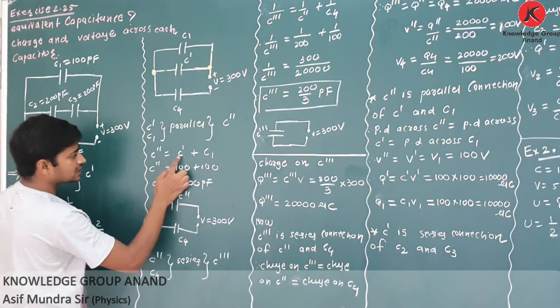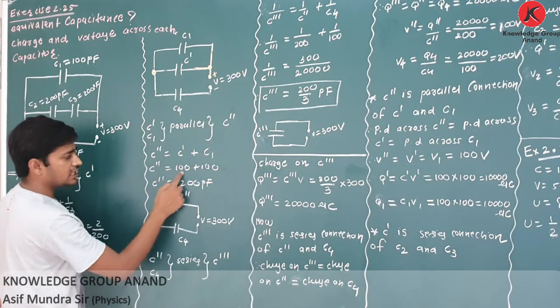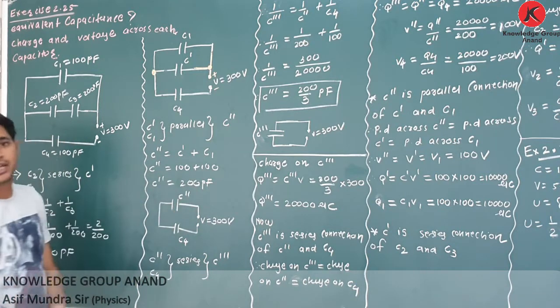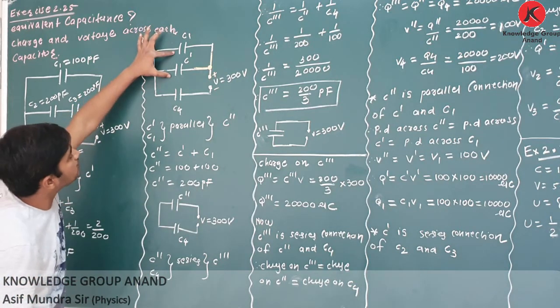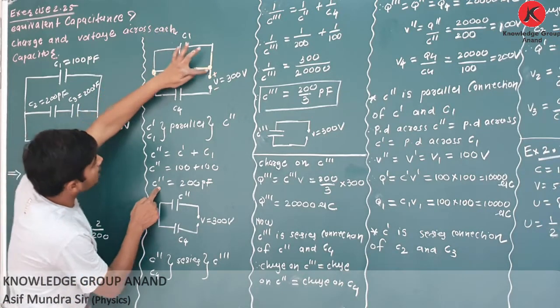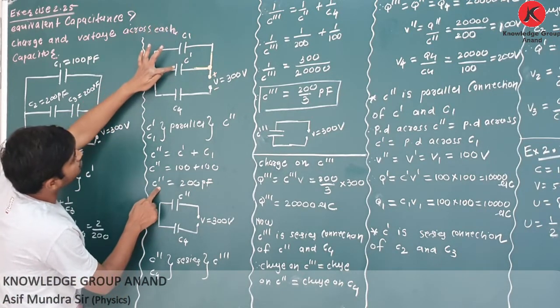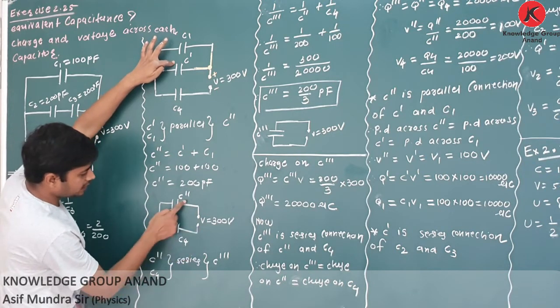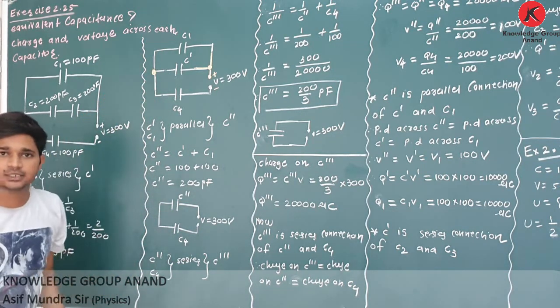So C double dash is equal to C dash plus C1. C double dash is equal to 100 plus 100. C double dash is equal to 200 picofarad. So these 2 capacitors are in parallel connection and their equivalent is C double dash. So I replace these 2 capacitors by only one capacitor, that is C double dash. It is battery, C double dash, and here is C4.